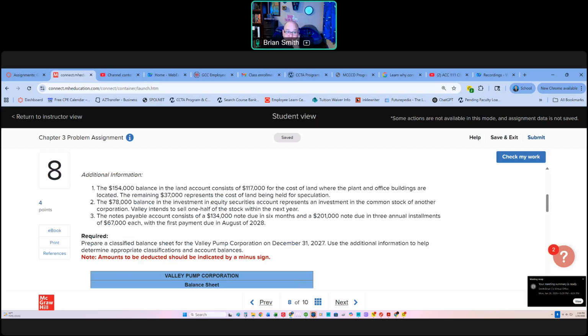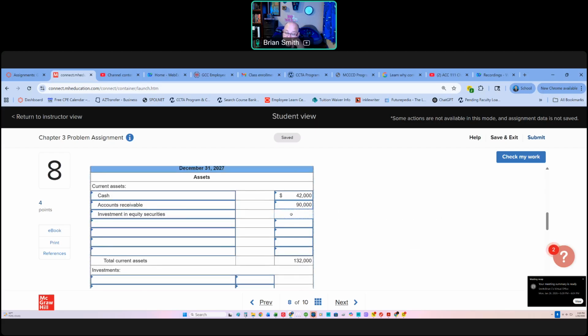So the $78,000 balance in investment in equity securities account represents an investment in the common stock of another corporation. We intend to sell half of the stock within the next year. So half this balance needs to go here. 78,000 divided by 2. I don't want to do the math in my head.